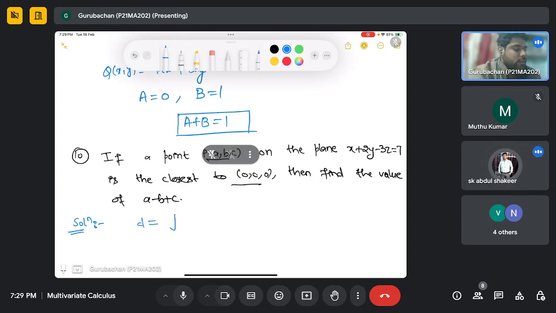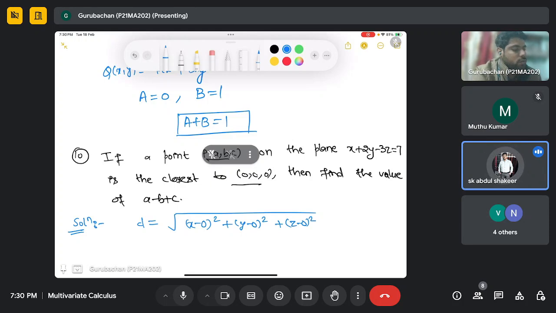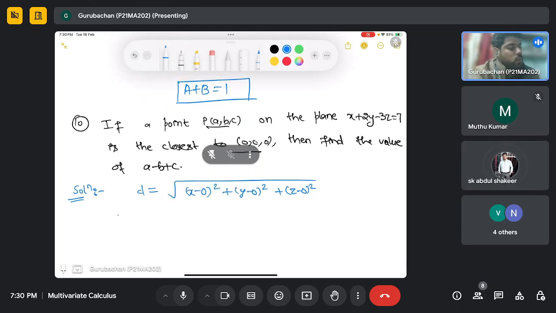So the distance is nothing but square root of x square plus y square plus z square, because it is from origin. So we have to minimize, since it is closest, the function x square plus y square plus z square. It does not matter whether we take the square root or not. We just want to minimize, subject to the constraint x plus 2y minus 3z minus 7 equal to 0.